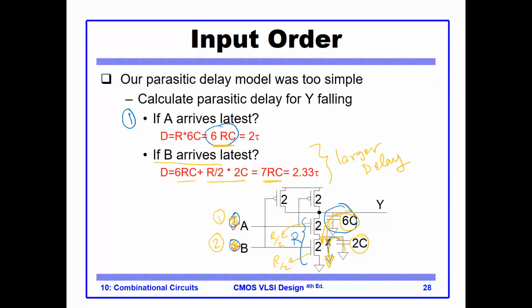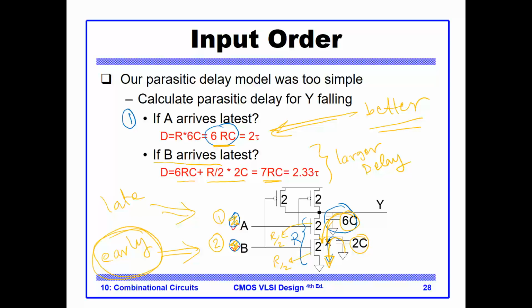Okay? Okay, so which is better? Obviously, this is better, because it has less delay. So you would want to have first the earlier connected to B and then the later connected to A. So you want early signal to be at the bottom and the late signal to be at the top, so that you can use this early arrival to get rid of these intermediate capacitance here and speed your final discharge of the output.